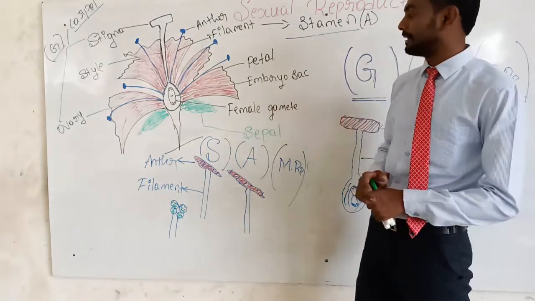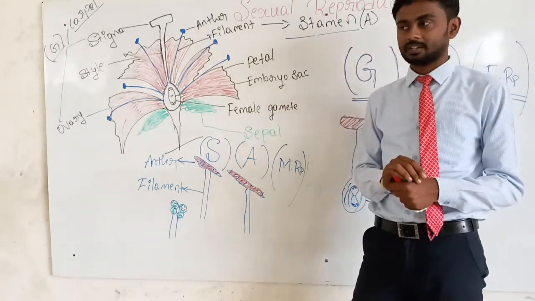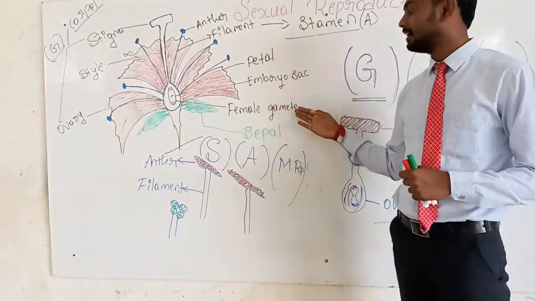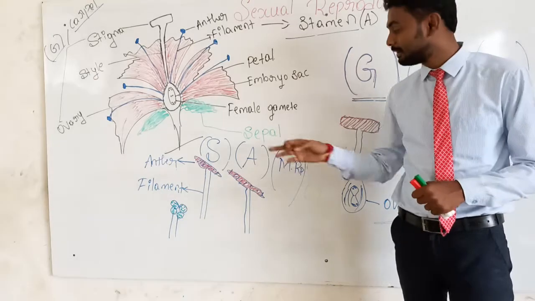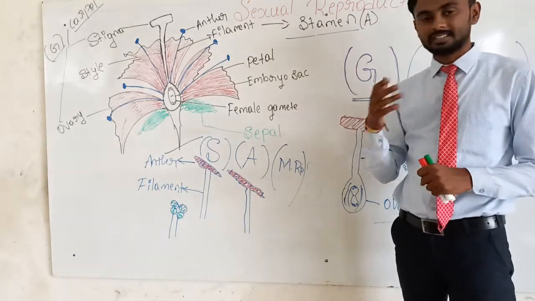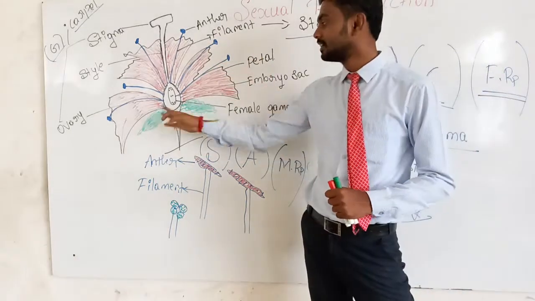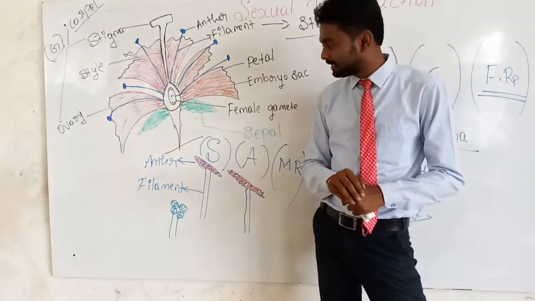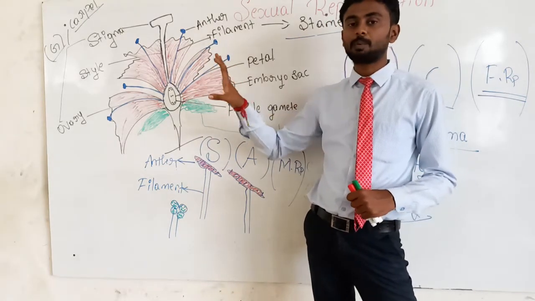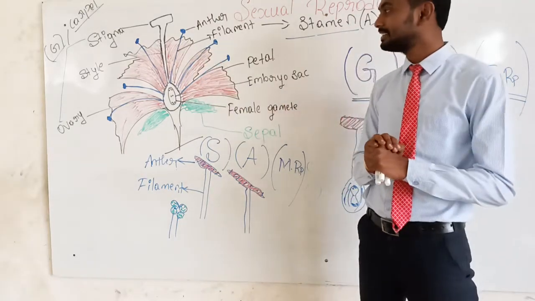Next one is also part of the flower. You can see the leaf-like structure. That is the sepals. The sepals are leaves, always green in color. They are present at the base of the flower. So this is about the reproductive parts in the flower.